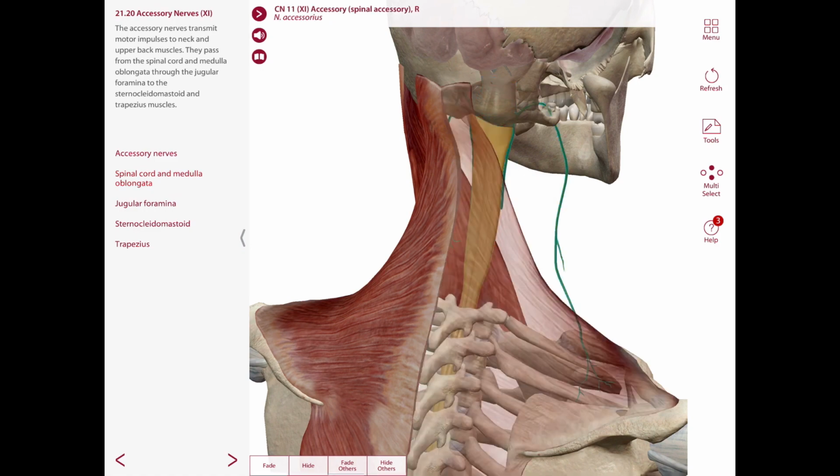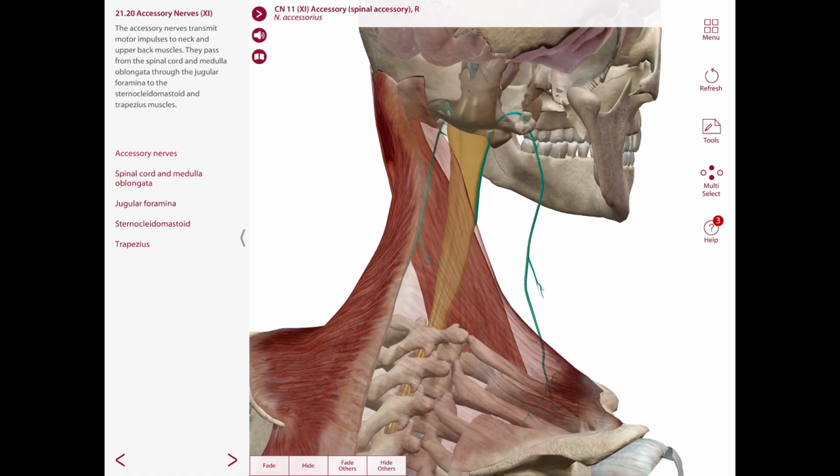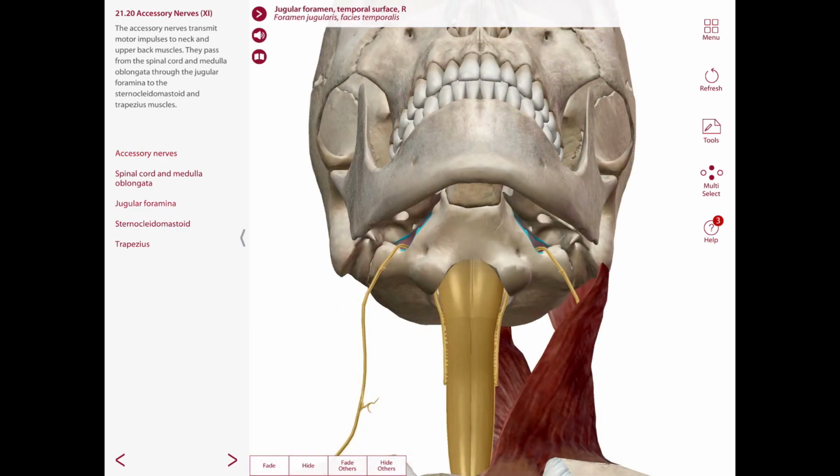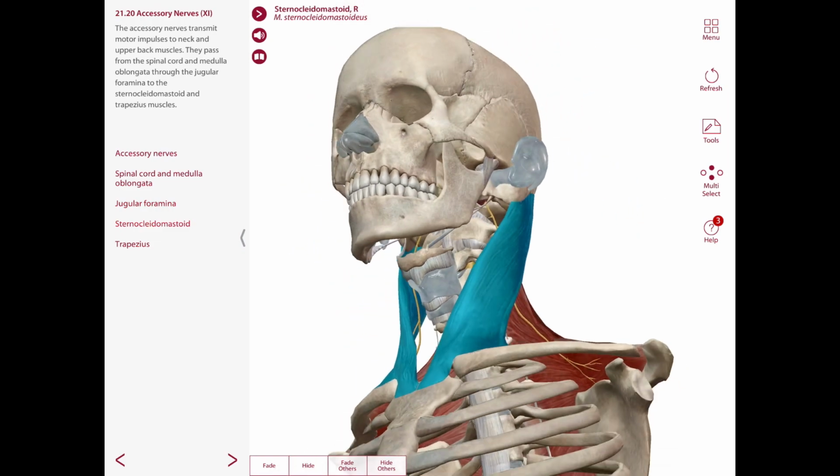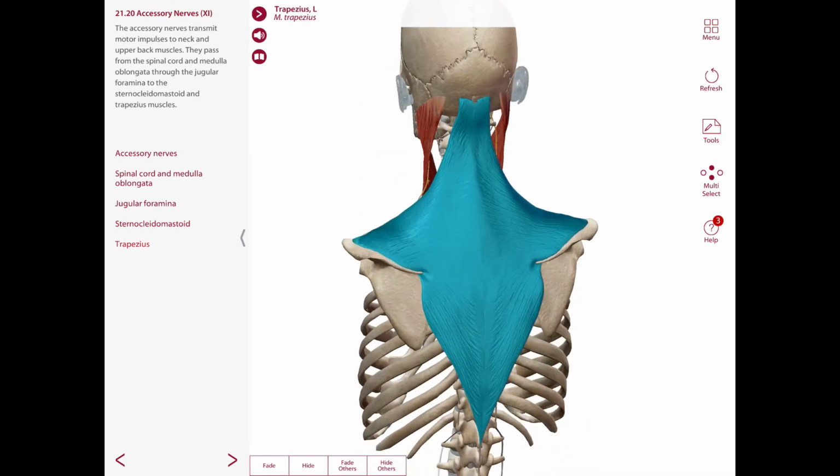And so the accessory nerve ascends in the vertebral canal and enters the posterior cranial fossa through the foramen magnum. The cranial and spinal roots of this nerve will join and exit the posterior cranial fossa through the jugular foramen. Inferior to the jugular foramen, the two roots separate, and the cranial root joins the vagus nerve. The spinal root then supplies the sternocleidomastoid and the trapezius muscle.